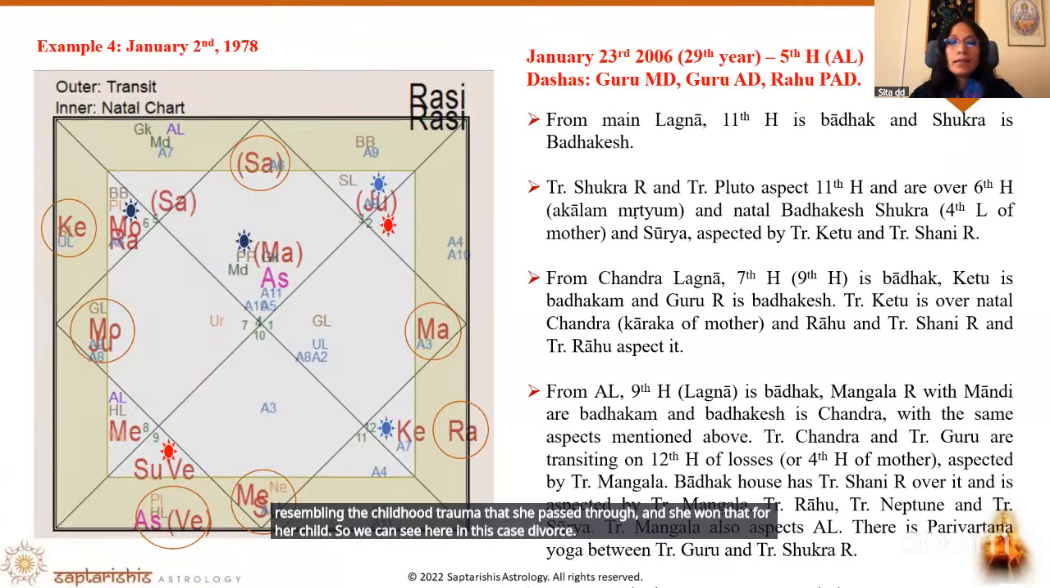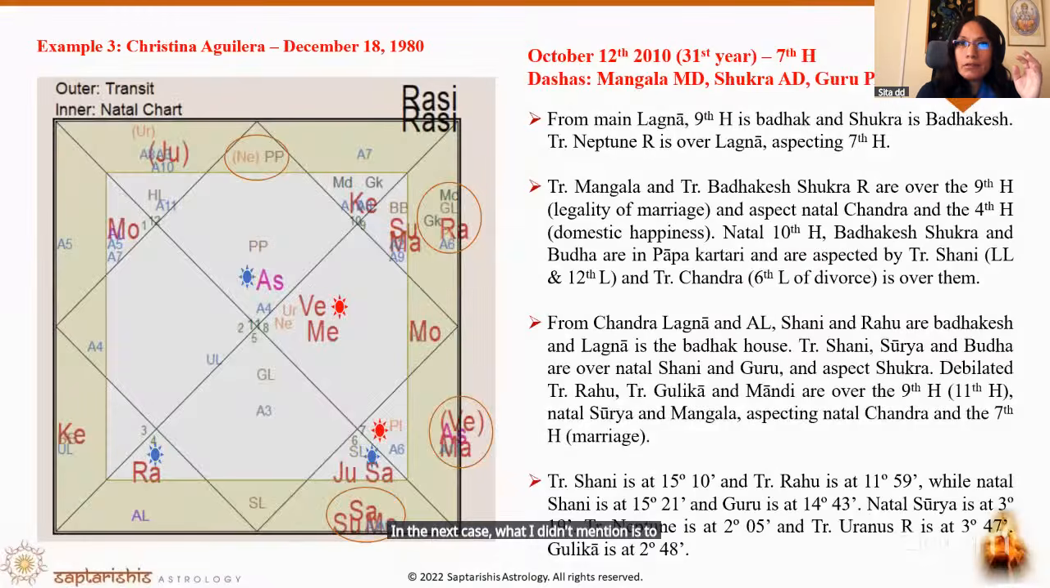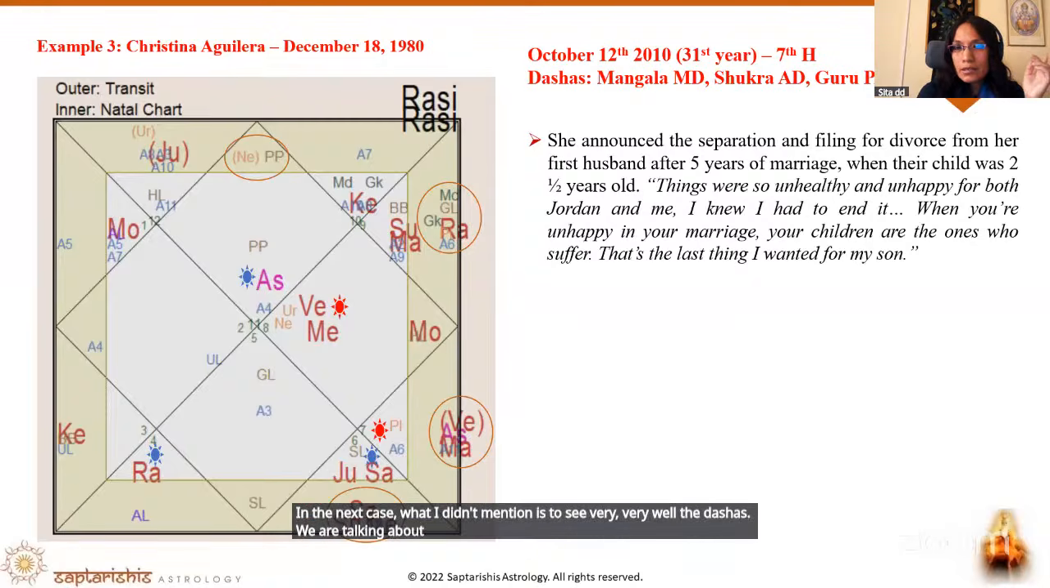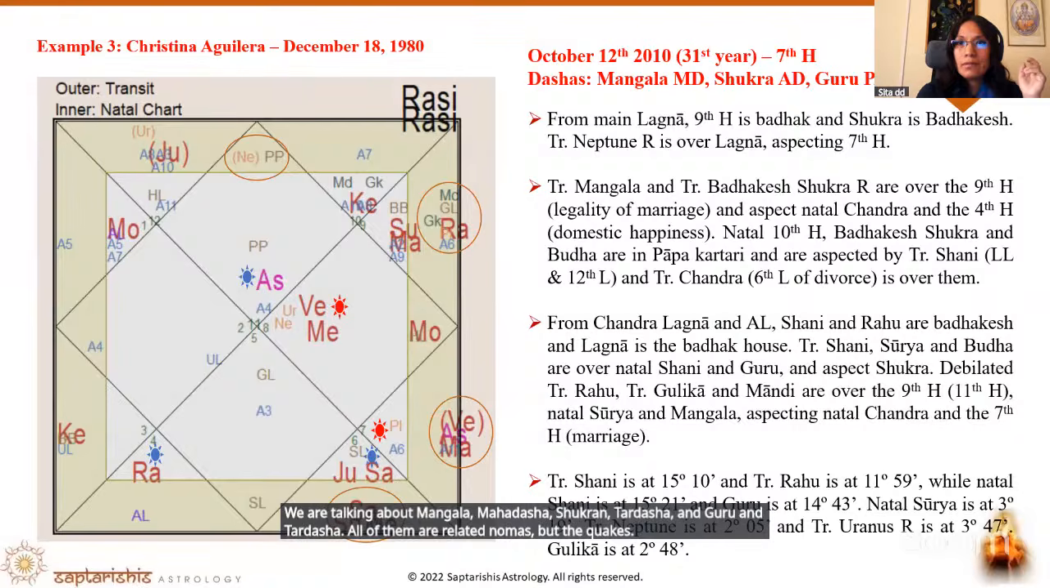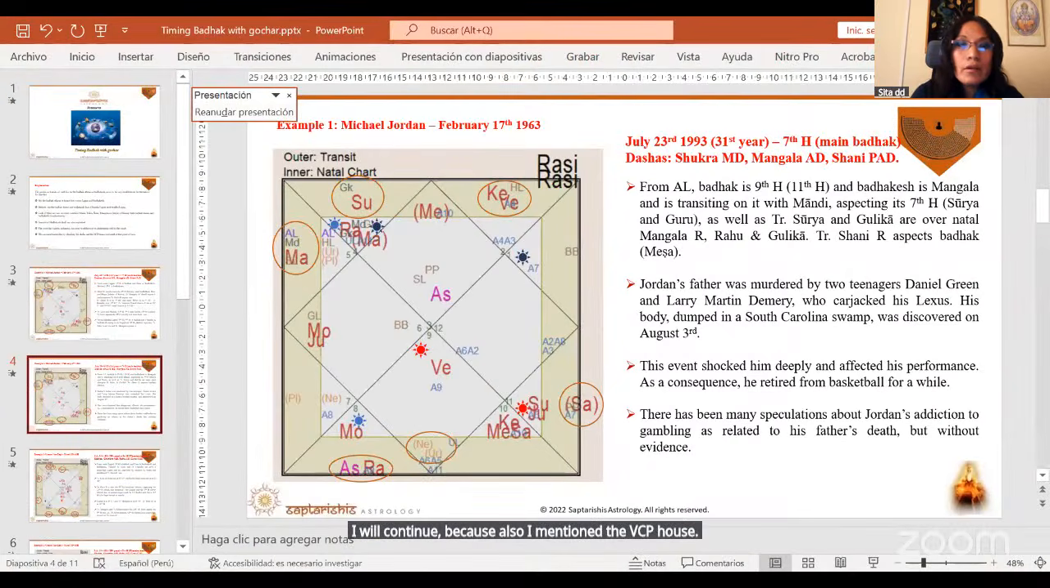In the next case, what I didn't mention is to see very, very well the dashas, no? We are talking about Mangala Mahadasha, Shukra Antardasha, and Guru Pratyantardasha. All of them are related, no? As Badhakesh, Shukra. Bueno, I have mentioned, and I will continue, because I also mentioned the Badhaka house for each case.